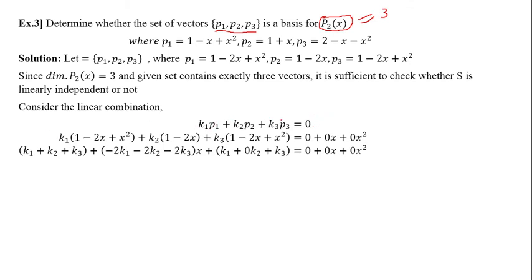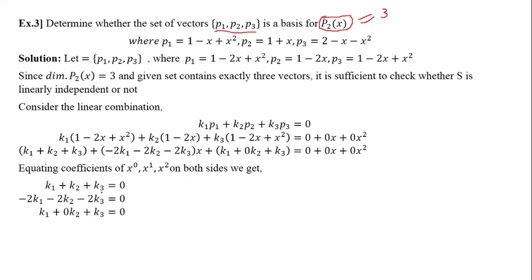So put p1, p2 and p3 here and simplify. Now equating coefficients of x⁰, x¹ and x² on both sides, you will get k1 + k2 + k3 = 0, -2k1 - 2k2 - 2k3 = 0, k1 + 0k2 + k3 = 0. Again, this is a homogeneous system, so we can apply the determinant criterion. Write down the coefficient matrix. The coefficient matrix is this one, and the determinant is 0. See here, we got the determinant of the coefficient matrix as 0.